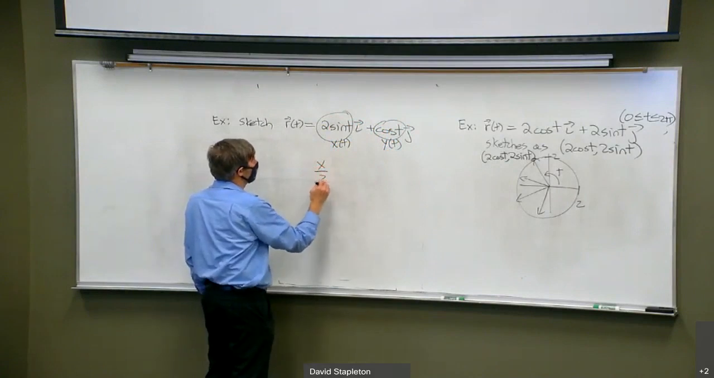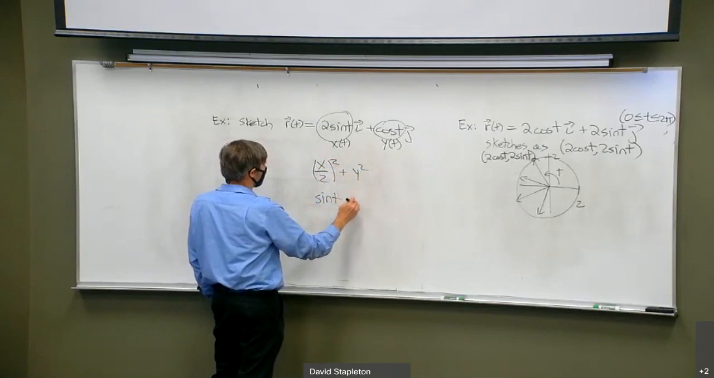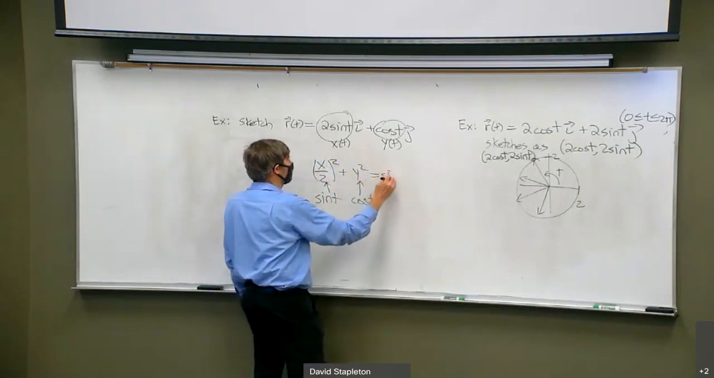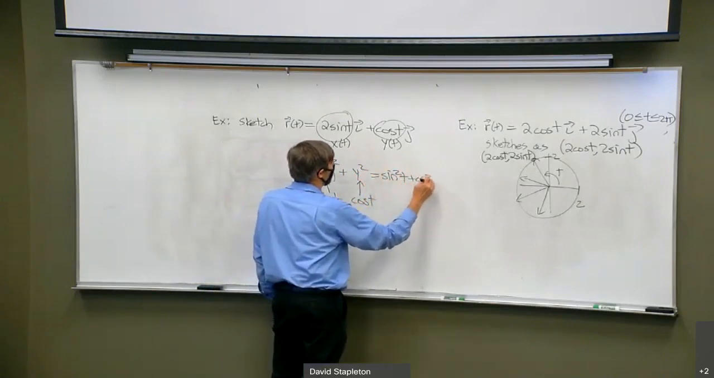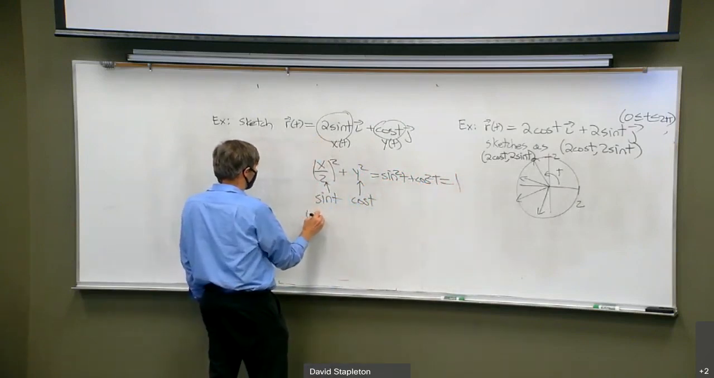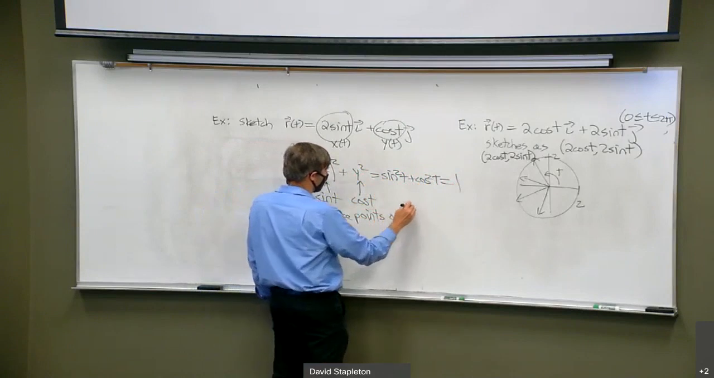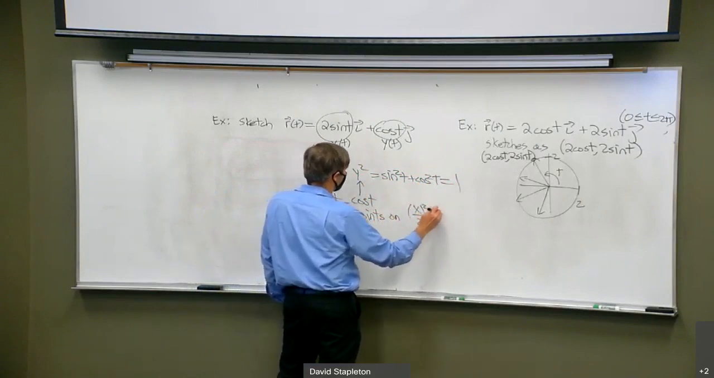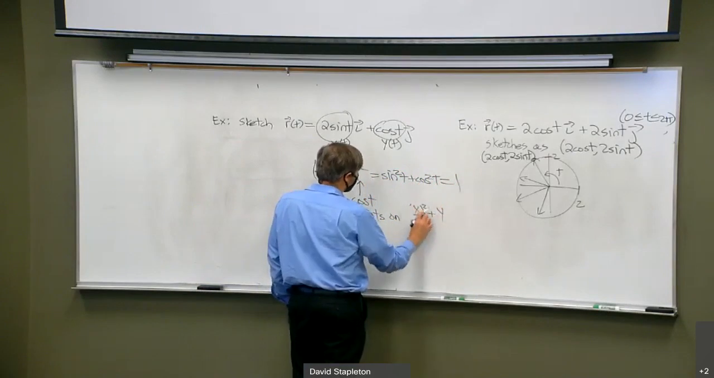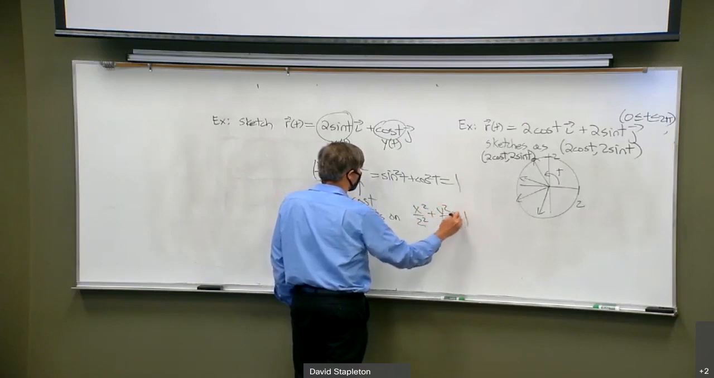If I take x over 2, that's the sine, right? X is 2 sine, so x over 2 is sine. If I square that and add it to y squared, where y is cosine, I'll get sine squared plus cosine squared, which is 1. So evidently, these points are all on x over 2 squared plus y squared. Let's write it that way: x squared over 2 squared plus y squared over 1 squared equals 1, which is what?